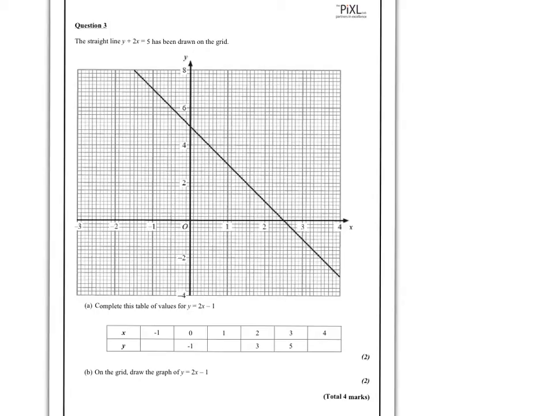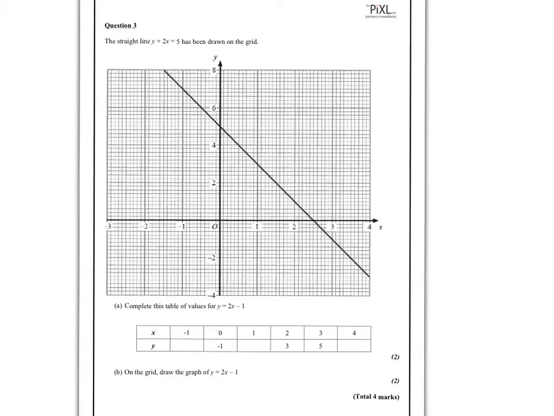Question 3. The straight line y plus 2x equals 5 has been drawn on the grid. Complete this table of values for y equals 2x minus 1. Okay, so we've got three values that we need to fill in here. We've got one here, one here, and one here. So for each of those, I'm going to substitute the value of x, which is given there, into our equation.